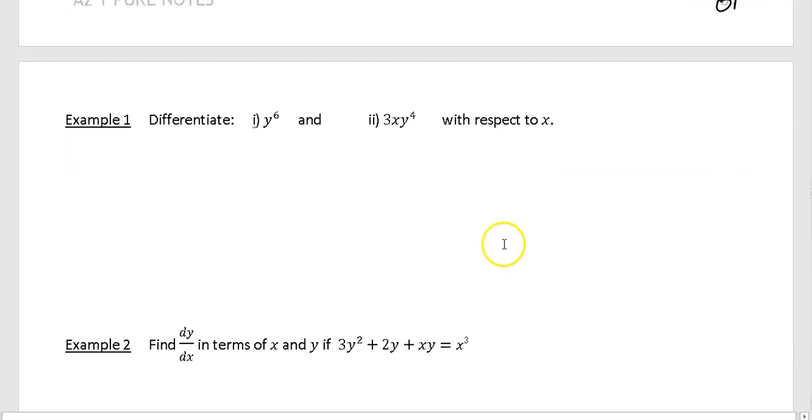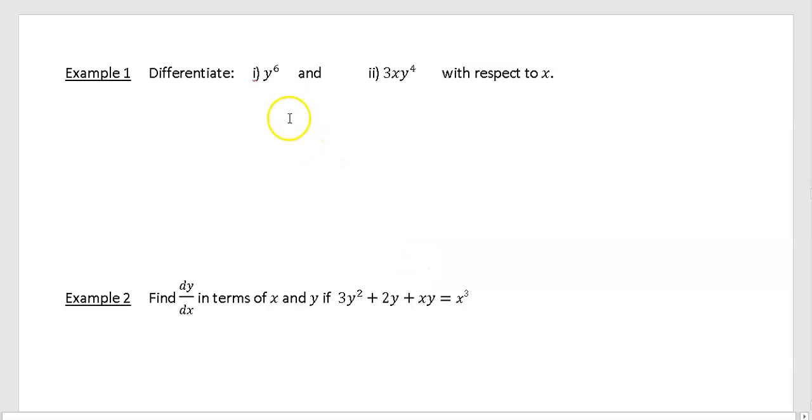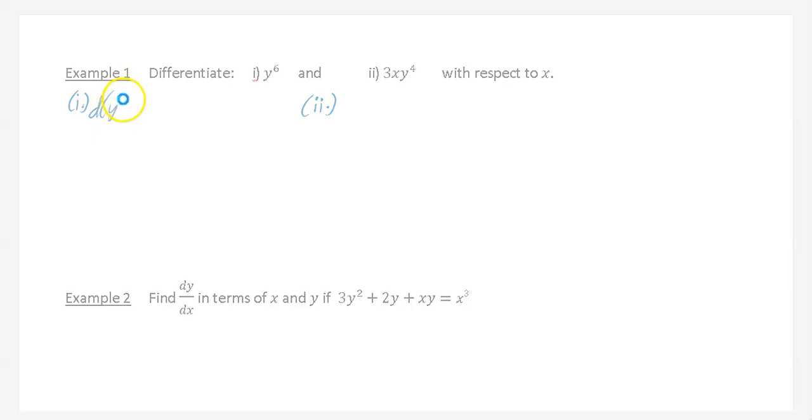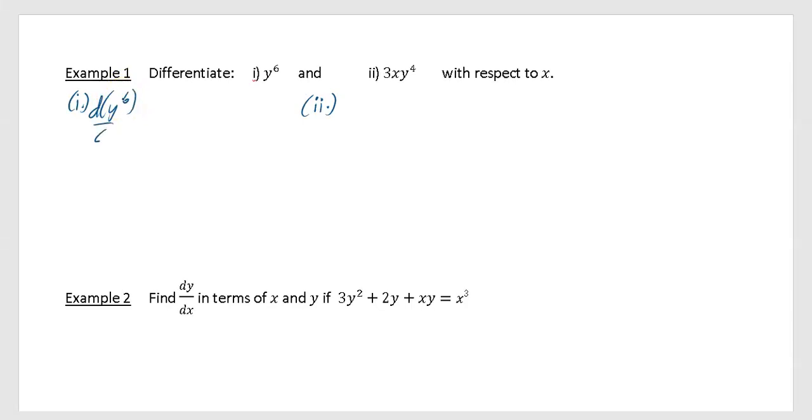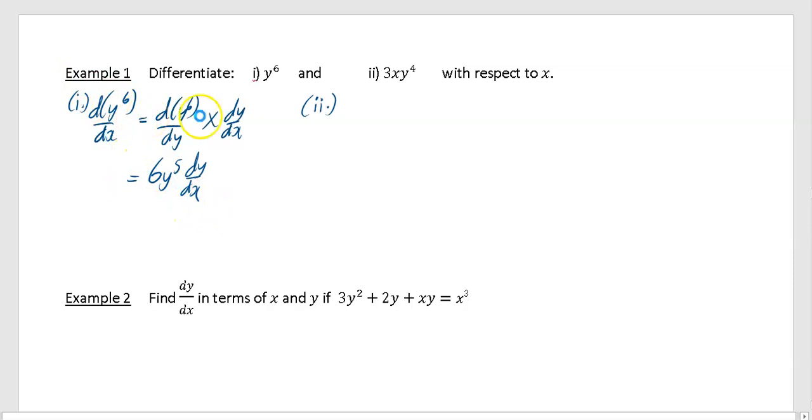Okay, we're going to go on and look at a couple of examples on this, and this one in particular is a wee bit different. I'm going to show all the steps for the first one here. We are differentiating y to the power of 6 with respect to x, which means we really have to differentiate y to the power of 6 with respect to y, and then multiply by dy by dx. If you do that, you'll have 6y to the power of 5 times dy by dx. If I was doing this myself properly, I would not put this line in.